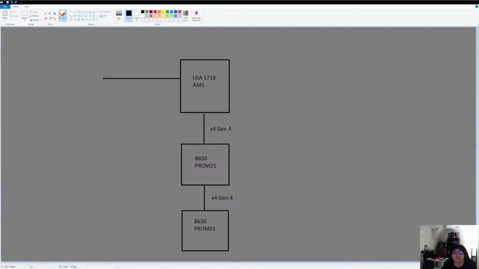Now, it could be that the top one is Gen 5, but maybe this one still is Gen 4, or maybe it just ends up being Gen 5 everywhere. I don't know. But that's the kind of natural progression, because we know that the AM5 socket can handle Gen 5 right here. The problem is the chipset today can't do Gen 5. But that doesn't mean that a newer chipset, aka B750, can't do Gen 5 in the future.